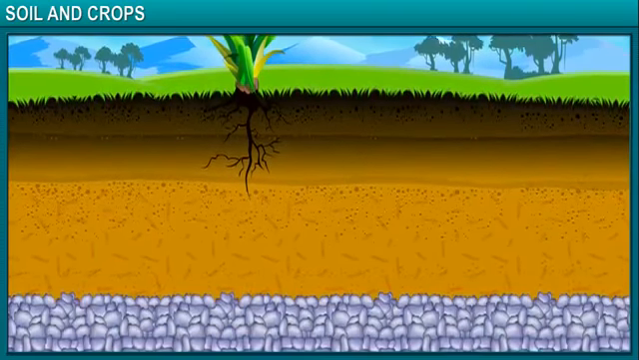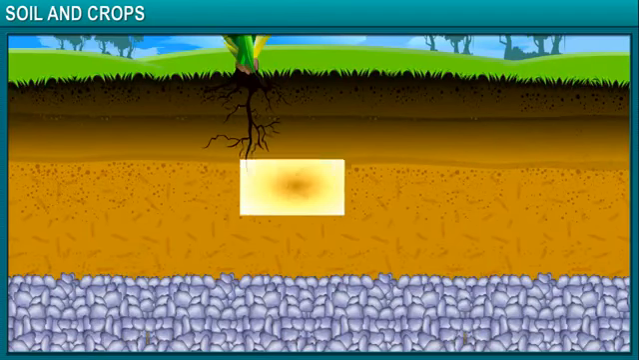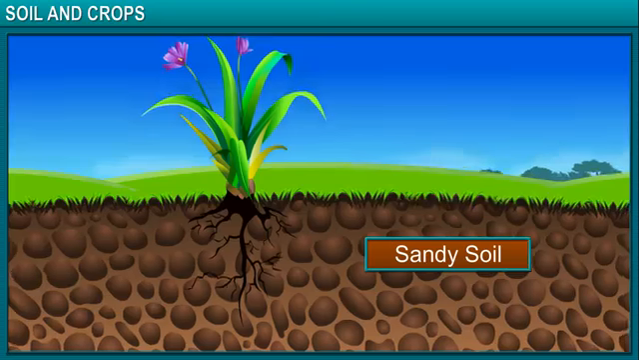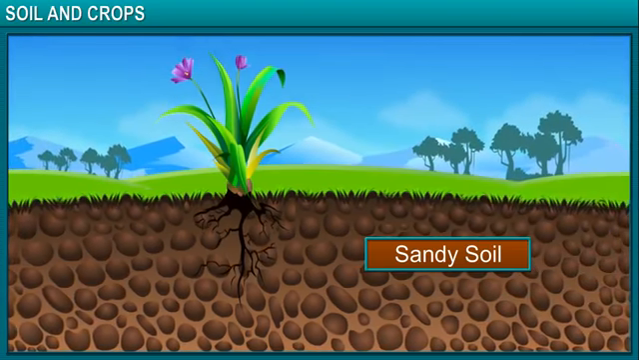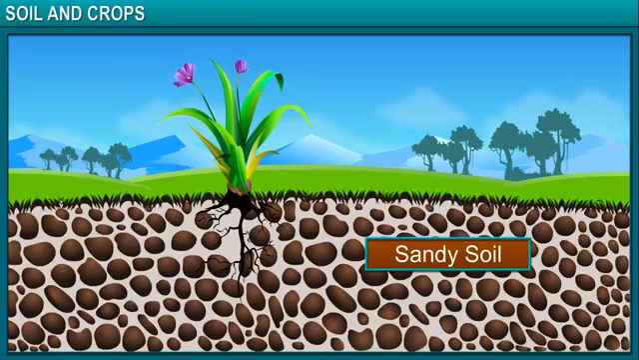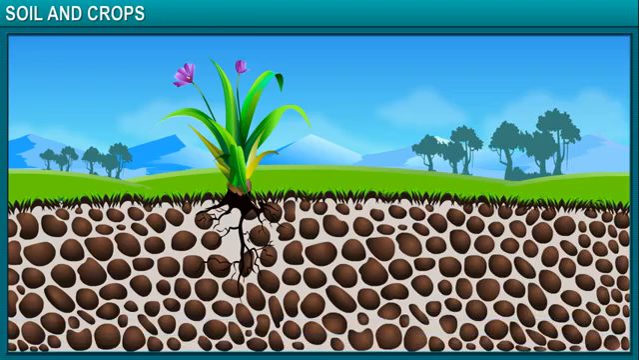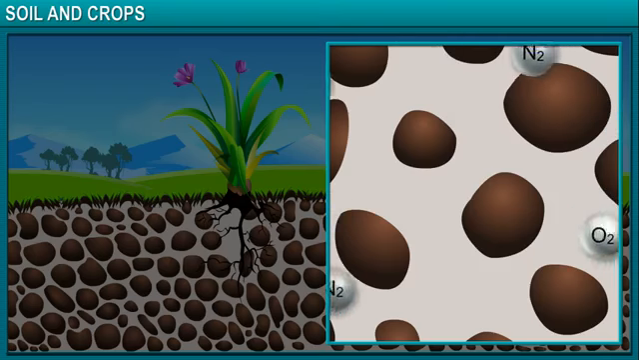If the soil is made of greater proportion of big particles, it is called sandy soil. Sand particles are relatively large. They cannot fit closely together, so there are large spaces between them. These places are filled with air.